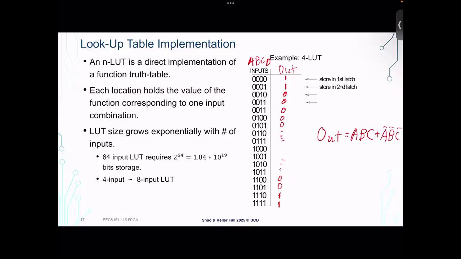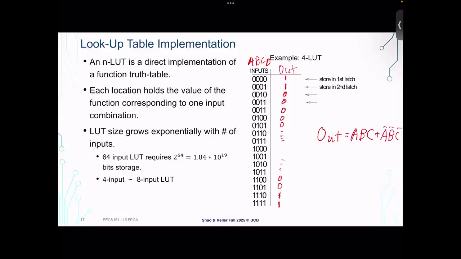So hopefully, I haven't proven this, but hopefully you can at least have some idea of how this 4-LUT can implement any combinational logic with 4 inputs and 1 output, because we can set the values of this truth table to arbitrary 0s or 1s in the latches. So that's kind of neat. We don't need to lower it into gates. We just program this lookup table.